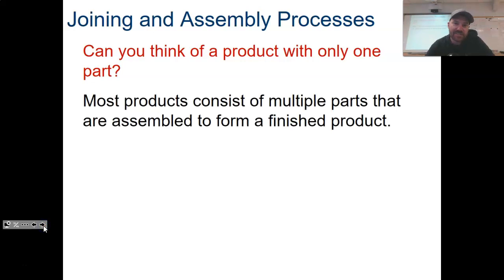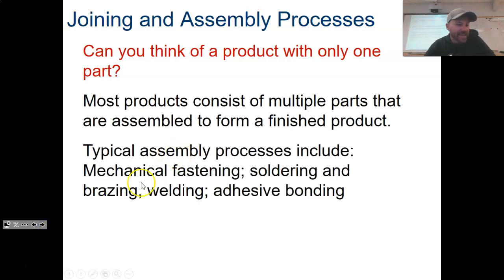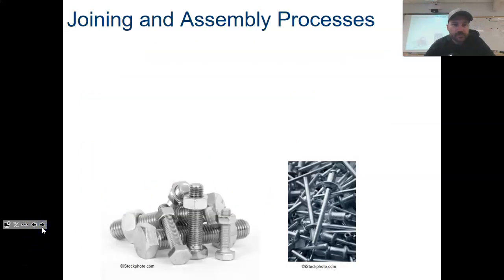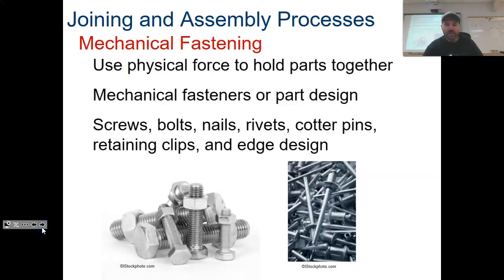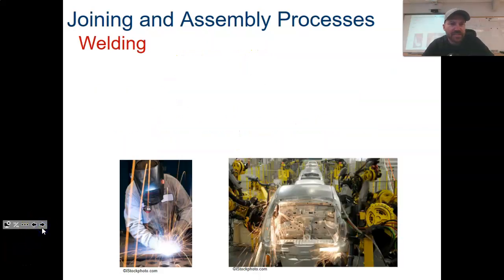All different ways to assemble your products. Mechanical fastening, screws, nuts, bolts, soldering, brazing, welding, and adhesives. Mechanical fastening, you could build that if you've ever had to pull something like a lever. Think of those locks on a life jacket. That's a mechanical fastening. Using rivets, nuts and bolts, cotter pins, edge design, like they lock together. Any plastic part, like your phones, they're all mechanically fastened, or using adhesives.